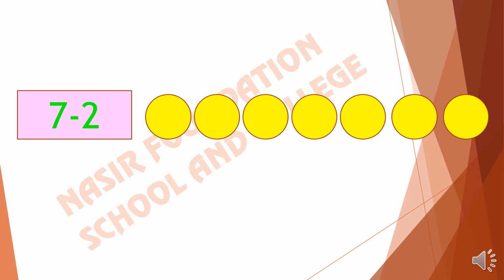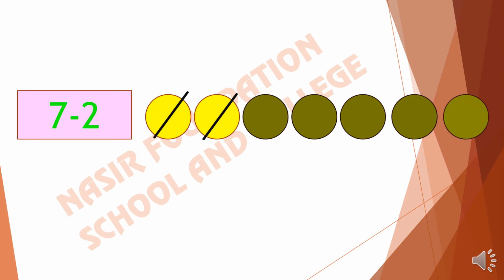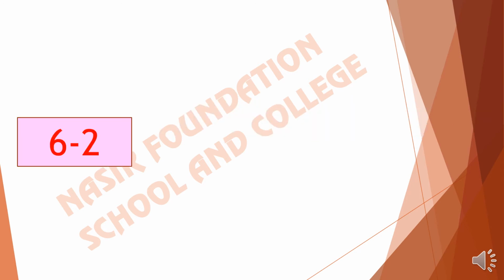Here 7 shapes are given. We have to subtract 2 from them. 1, 2. Let's count the shapes. How many circles are left? 1, 2, 3, 4, 5. It means this is the correct answer. If we subtract 2 from 7, we are left with 5. Now check the next option.